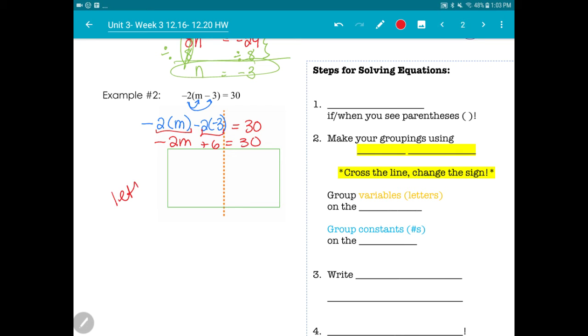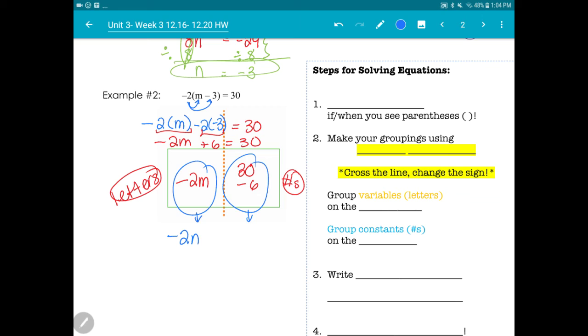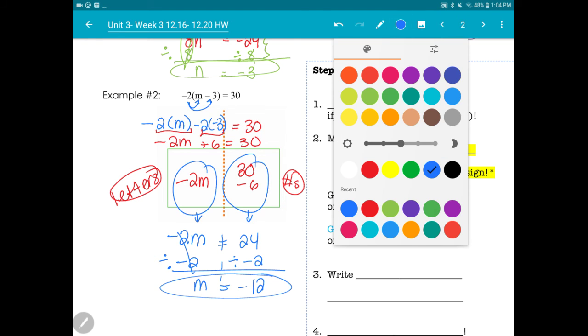All right. So now what did you get for your letters and numbers? What's on your left side and what's on your right side? For your left side, you should have negative 2m. Right side, you should have 30, take away 6. Okay, combine like terms. And then we divide our coefficient. And this time our coefficient is negative, so it also needs to stay negative. And that's what we get for our first example.